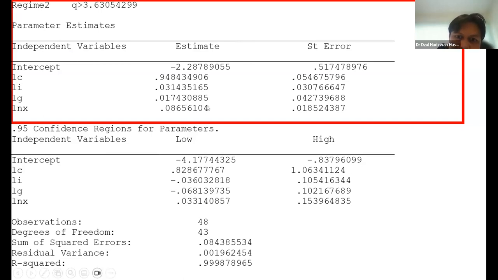and NX is significant. Okay, the way we know, I repeat it again, whether it is significant or not, we need to compute the T test. You simply divide the coefficient by the standard error, and you get it. So this is the observation.